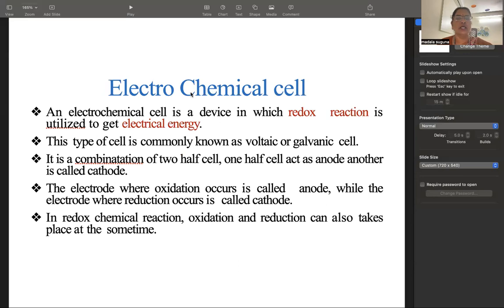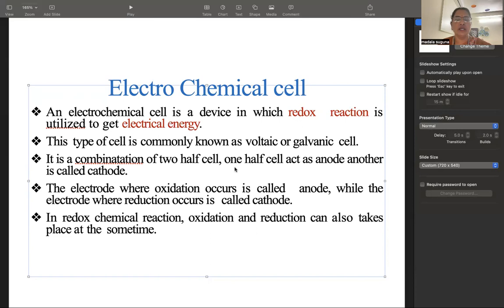Next, electrochemical cell. An electrochemical cell is a device which utilizes redox chemical reaction and generates electrical energy. This type of cell is also known as voltaic cell or galvanic cell or Daniel cell. Generally, a Daniel cell or galvanic cell is a combination of two half cells or two electrodes. One half cell has the anode, another half cell has the cathode.